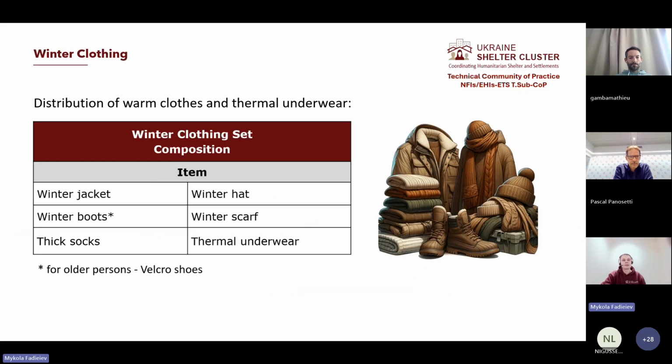And the same situation applies to winter clothing, which is the next shelter cluster Ukraine activity. And actually, here I didn't find a big difference from the previous context, but the main update this year is a pricing update depending on the inflation rate, and based on the PDM results we added an option for older persons. It's Velcro-type shoes.